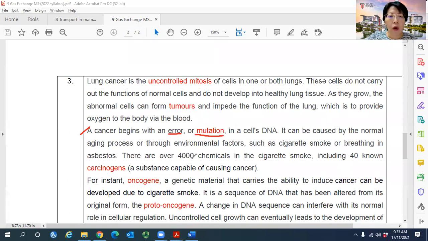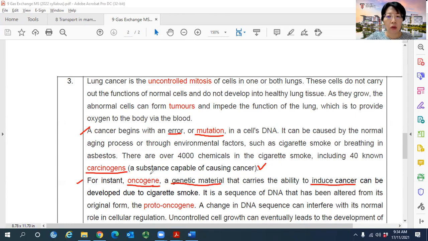There are over 4,000 chemicals in cigarette smoke, including 40 known carcinogens. So carcinogens are agents. You see, it is given here. You need to give the name to this definition. A substance capable of causing cancer is a carcinogen. So for instance, oncogene is a genetic material that carries the ability to induce cancer, right? So the term that you learned for a genetic material that can cause cancer is called oncogene. It's testing your understanding of the term used to define something.